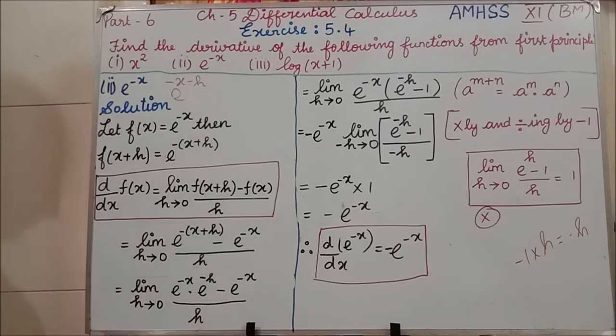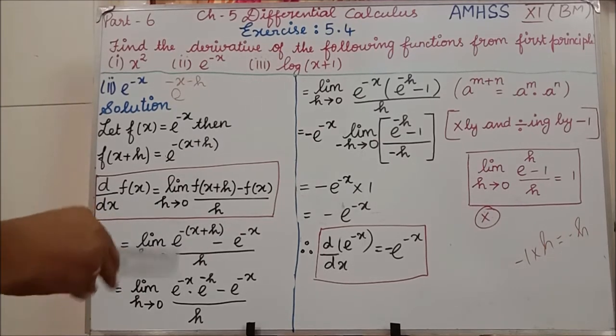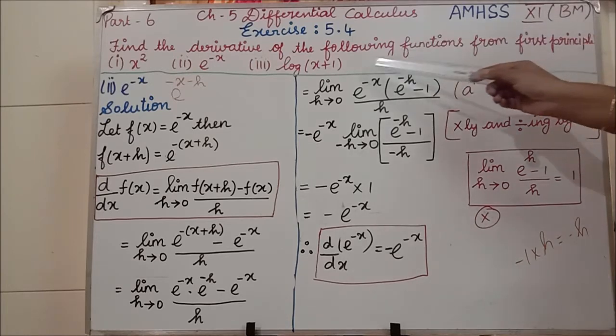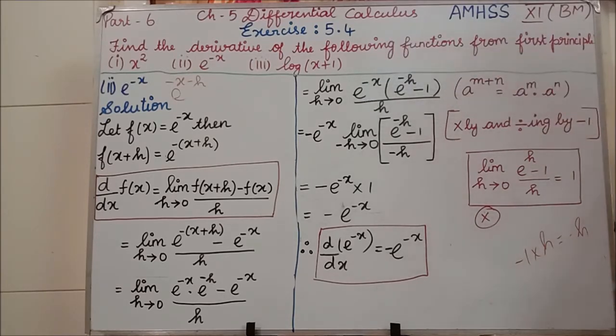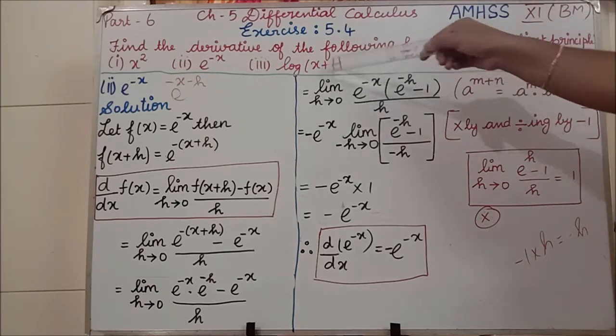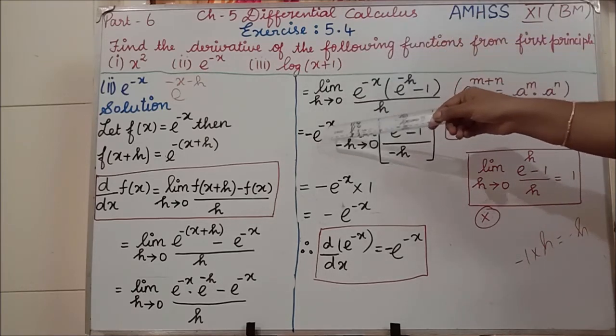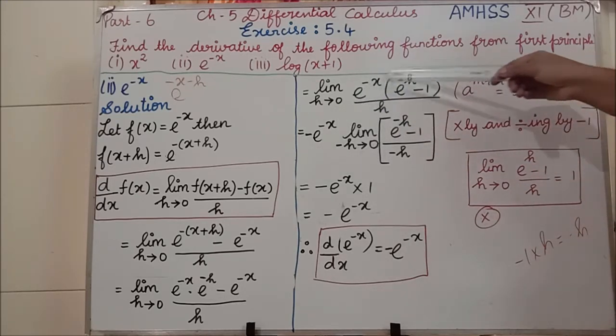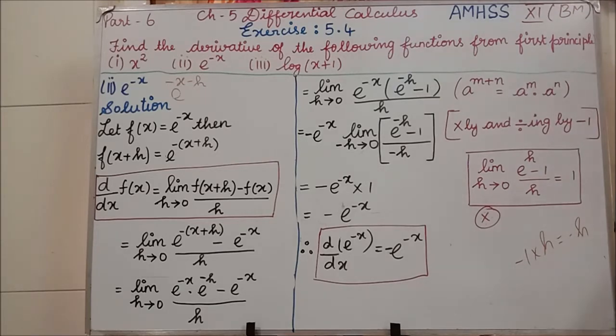So take that e power minus x commonly out. Then you see what is remaining: e power minus h. There, this e power minus x went outside, so here it will become 1. Clear? Now in the next step, e power minus x has become a constant term. Take that before the limit. Before the limit we have written e power minus x, limit h tends to 0. This expression we are writing.